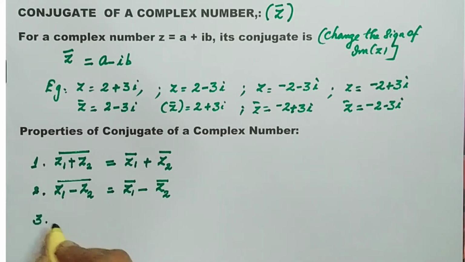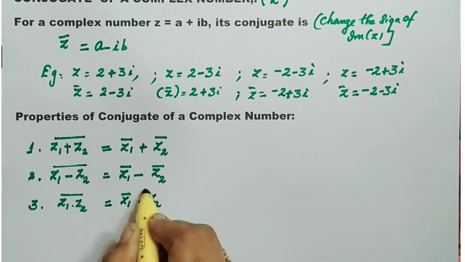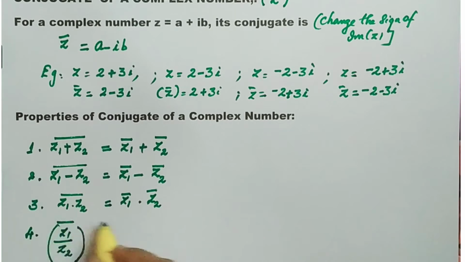The third property states that z1 into z2, the product of two complex numbers, and then taking its conjugate, is equivalent to z1 bar into z2 bar. Find the conjugate of each number separately and then multiply. And the fourth property states that z1 by z2, the quotient of two complex numbers, if you want to find the conjugate, it will be equivalent to z1 bar by z2 bar. So these are the four important properties of the conjugate of a complex number.